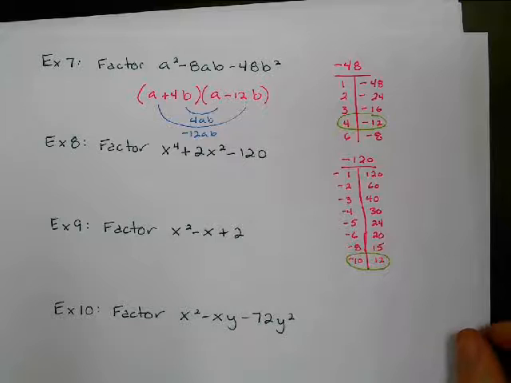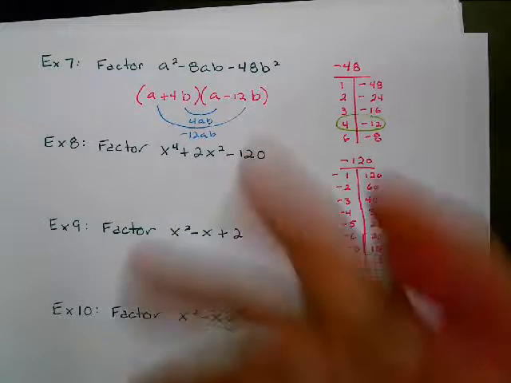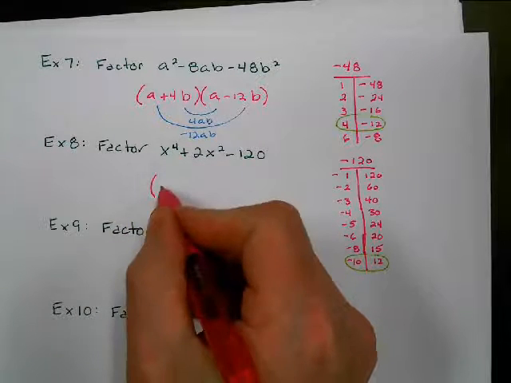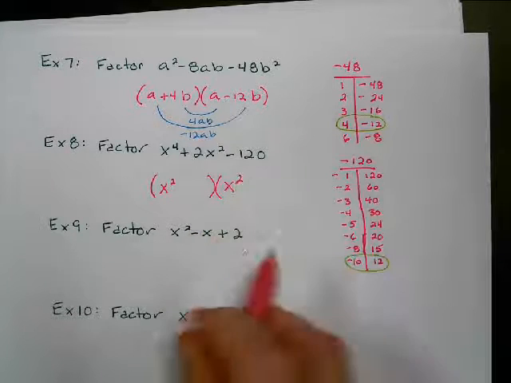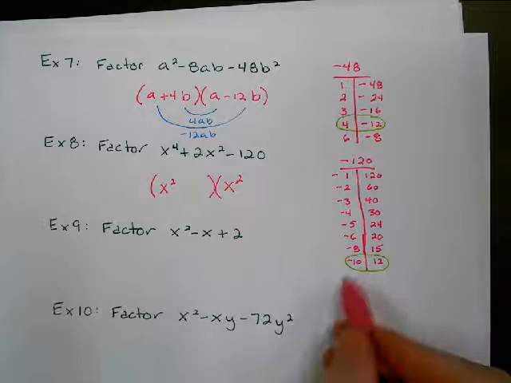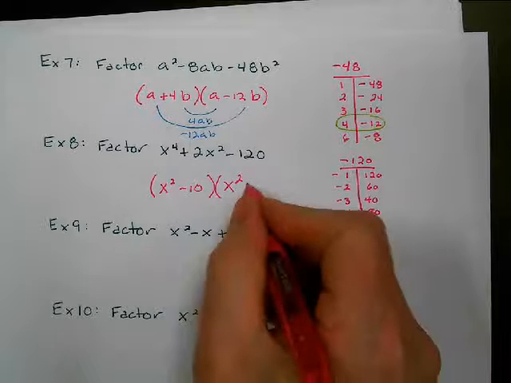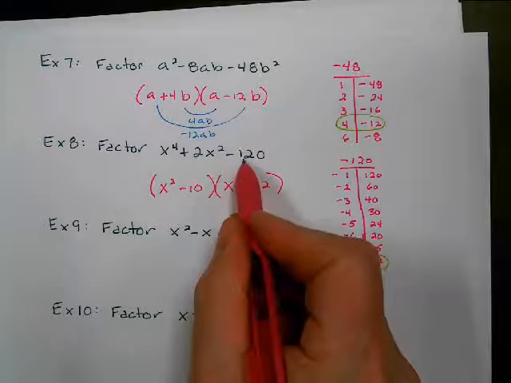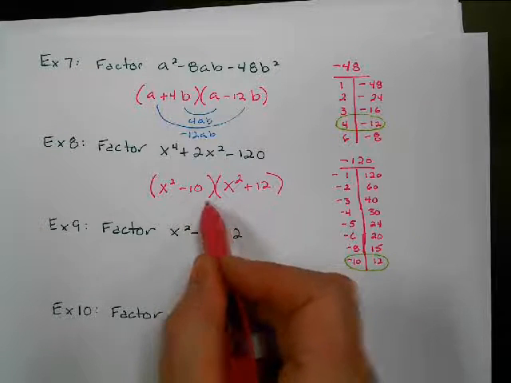Now, when I start my parentheses, this is x to the 4th. So that means this is x squared and x squared, because x squared times x squared is x to the 4th. And then we'll do minus 10, and then we'll do plus 12. Because when you multiply negative 10 and positive 12, you get negative 120. And then these two give you negative 10x squared, and these two give you 12x squared, which gives you 2x squared in the middle.